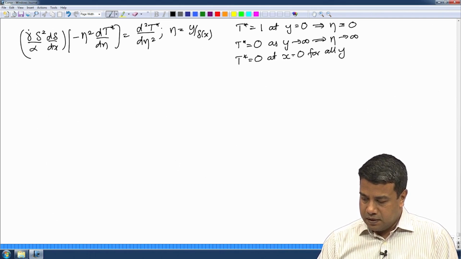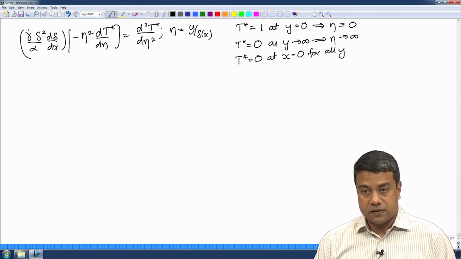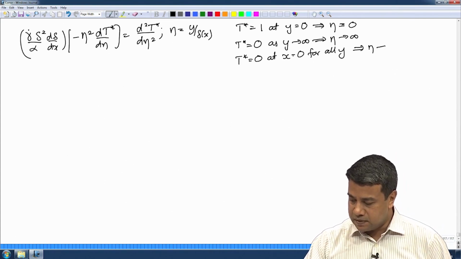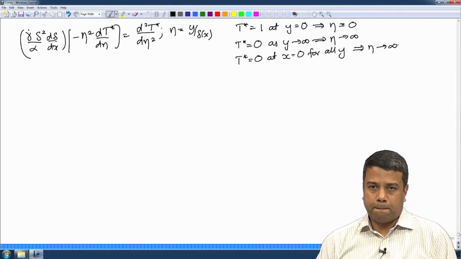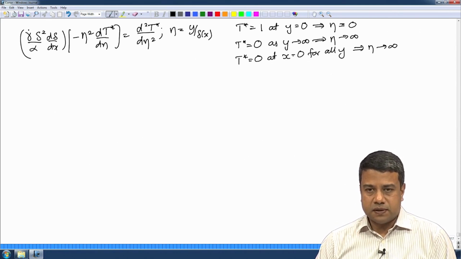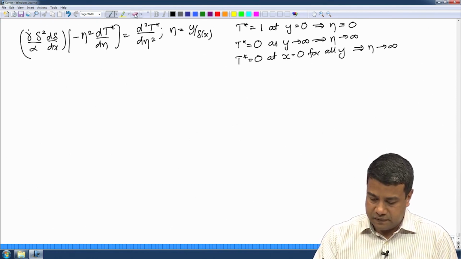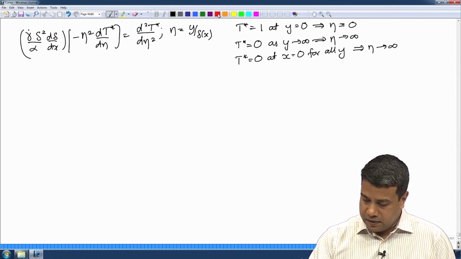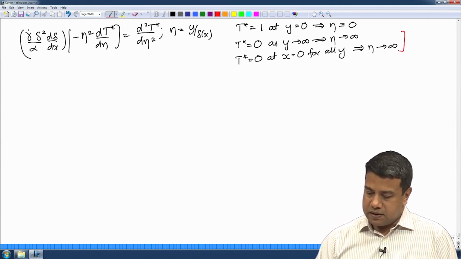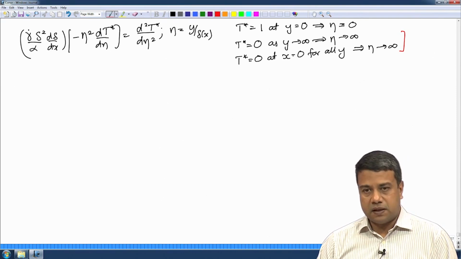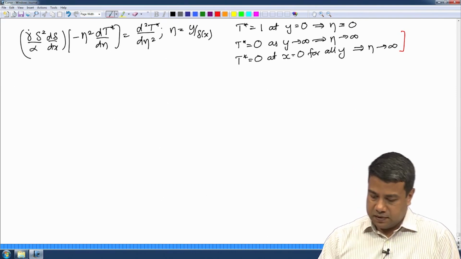At x is equal to 0, delta is equal to 0. We just solved that. At x is equal to 0, the boundary layer thickness is 0. What that means is that this corresponds to eta going to infinity. So, both x is equal to 0 as well as y going to infinity give you the same value of eta. You can see that these two boundary conditions reduce to the same when expressed in terms of eta. That is a fundamental requirement for a similarity solution.